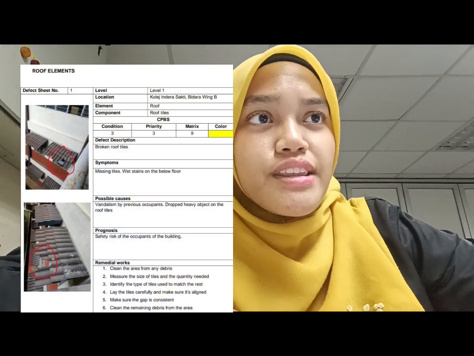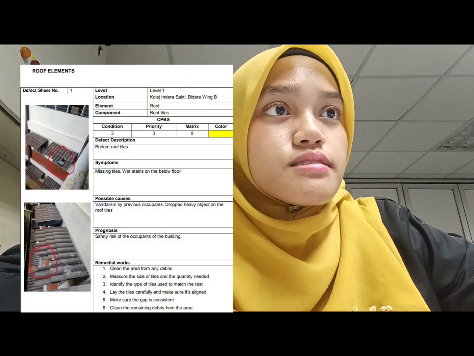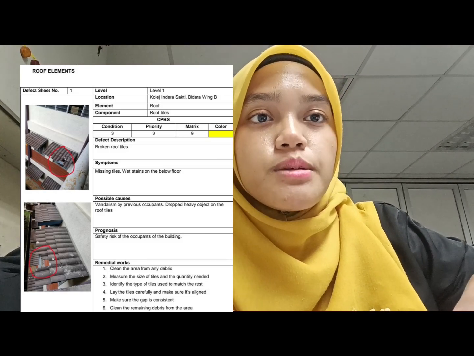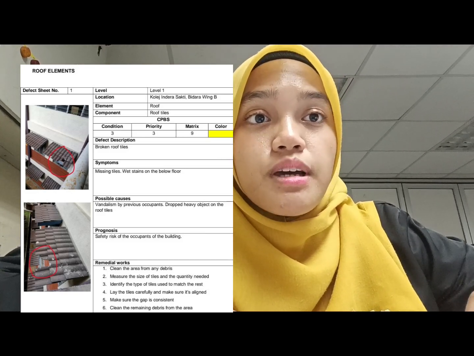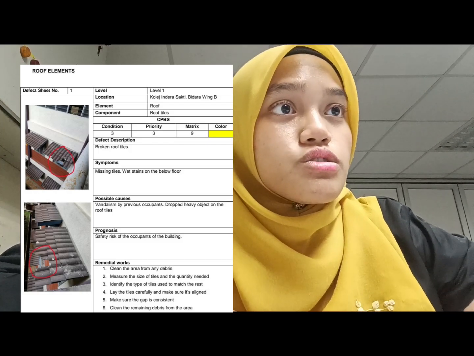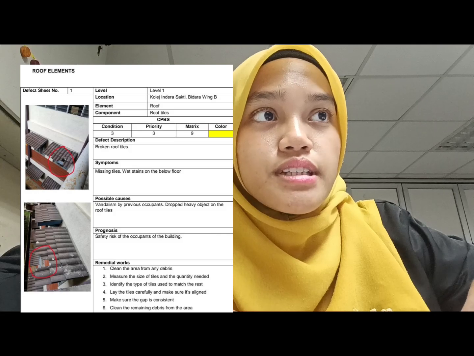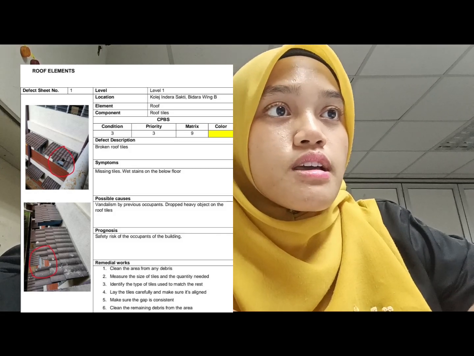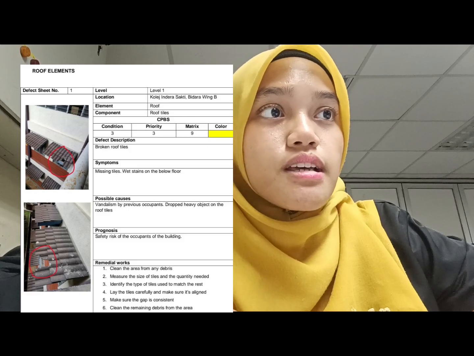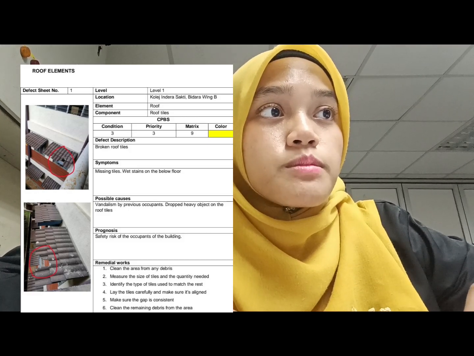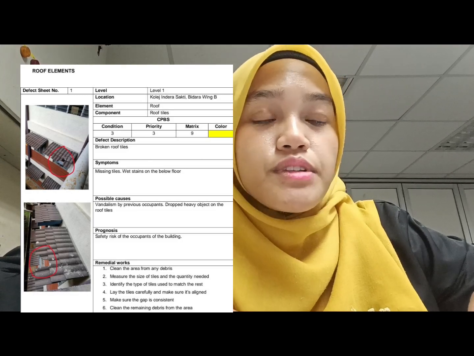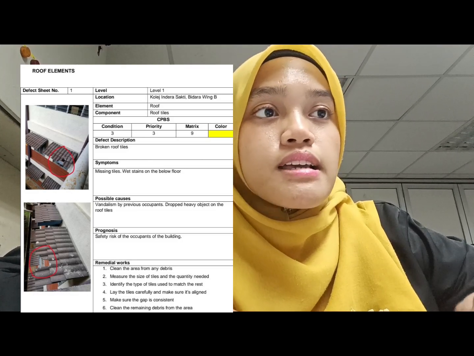So as you can see, there are missing tiles for the roof in College Indra Sakti. So the condition is 3, the priority is 3, the matrix number is 9, and the matrix color is yellow. So the symptom is missing tiles, wet stains on the ground floor, and the possible cause is vandalism by previous occupants. They drop heavy objects on the roof tiles until they are broken. So the prognosis is safety risk of the occupants in the building.